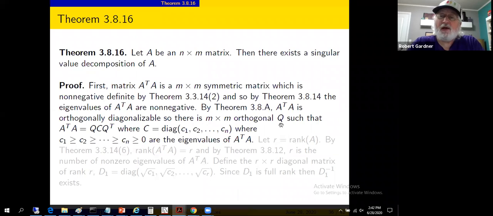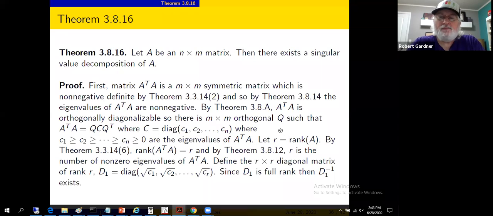There's an m by m orthogonal matrix Q, such that the given matrix, A transpose A, not just A itself, is Q C Q transpose, where C has along its diagonal the eigenvalues of the matrix we're talking about. We're not talking about matrix A, we're talking about symmetric matrix A transpose A. That's how we diagonalized matrices before. Let r be the rank of A.